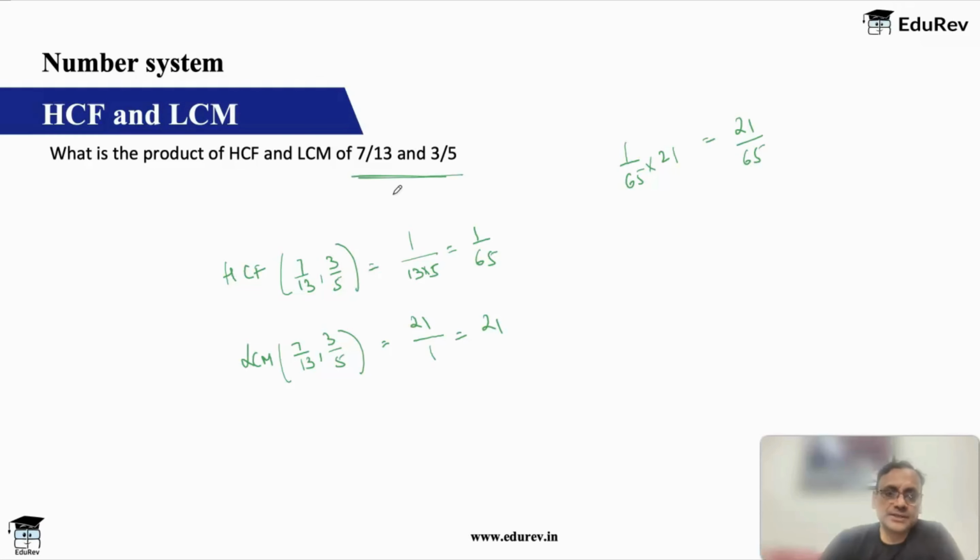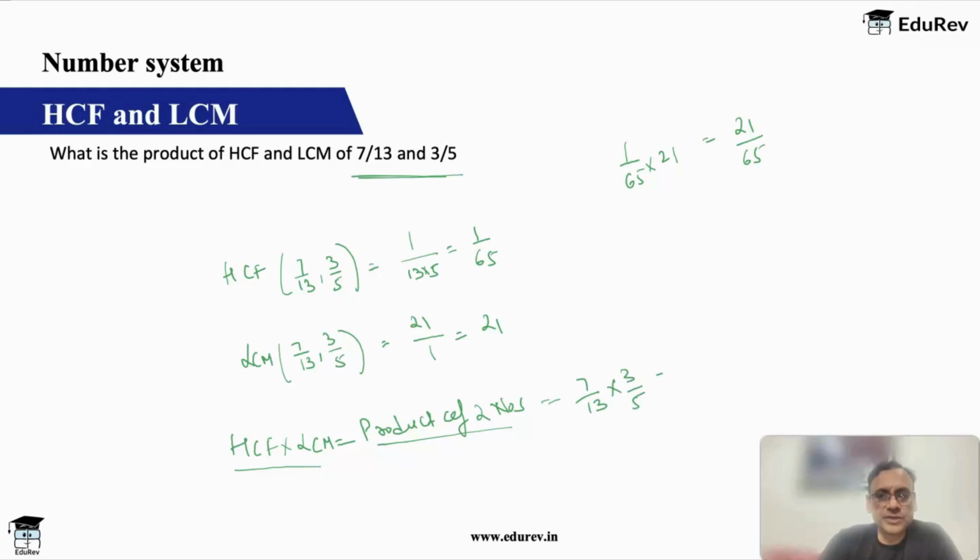The second method is, as we just discussed in the last slide, that HCF into LCM is the product of the two numbers. So you basically do not have to find LCM and HCF. Instead, I can find the product, which is 7 by 13 into 3 by 5, which is 21 by 65. I'll get the same answer. So I can eliminate finding out HCF and LCM, and this obviously is better and faster.